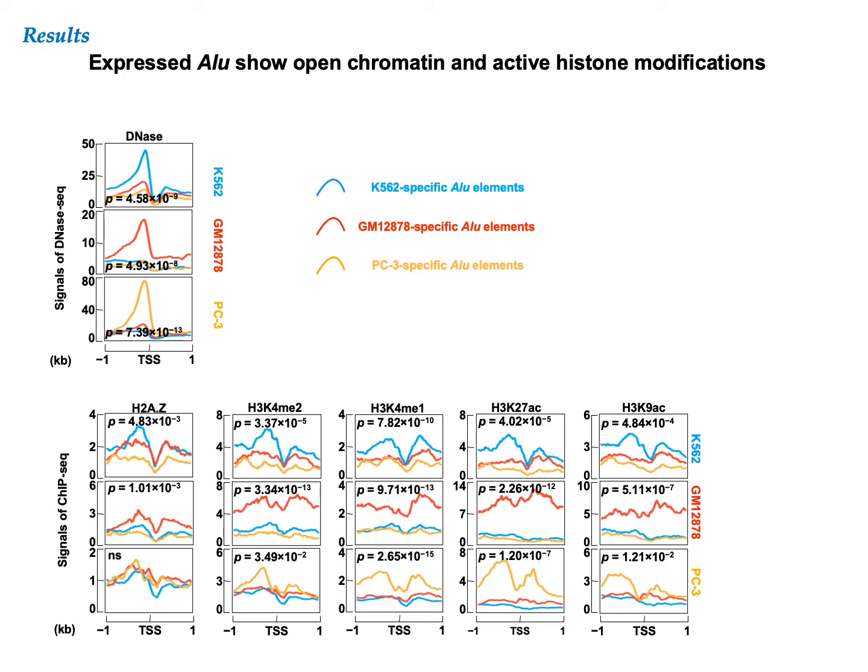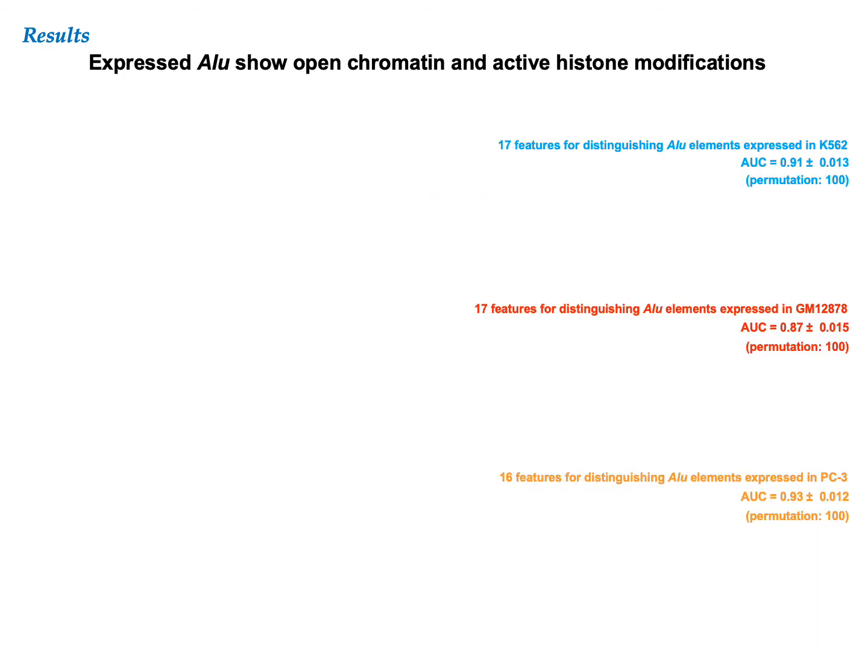We put the 17 epigenetic signals into a random forest classifier for each cell line, and these 3 classifiers performed very well, showing AUC of 0.91, 0.87, and 0.93 respectively, very close to the AUC of 1 for a perfect classifier.